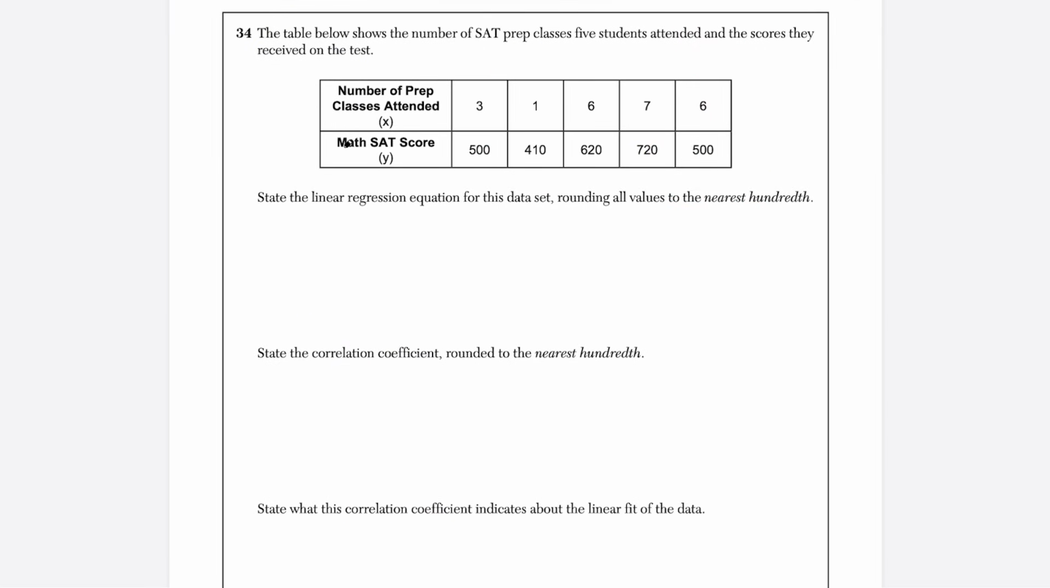Question 34, we have this table below showing the number of SAT prep classes 5 students attended and the scores they received on the test. And we have to do a few things here, but the first thing we have to do is state the linear regression equation for this data set.